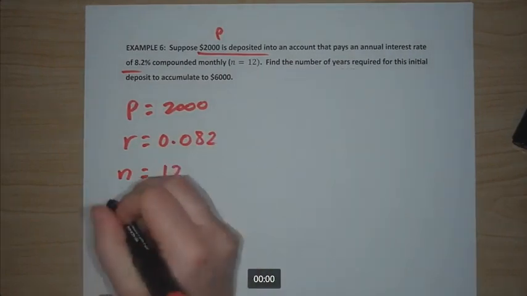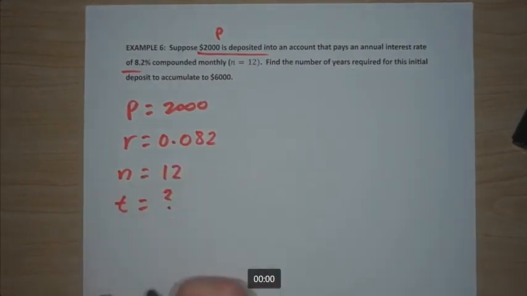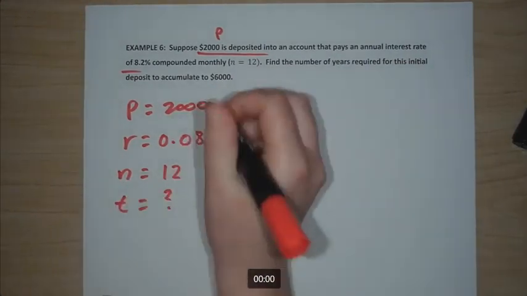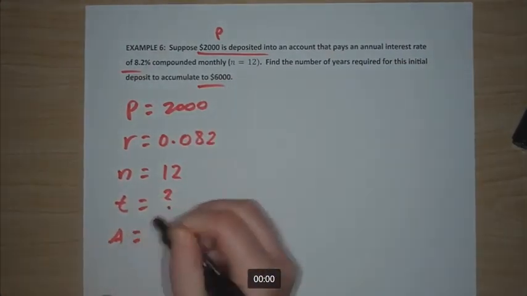And then find the number of years. So we do not know what our T is. We want to find it. Required for this initial deposit to accumulate to $6,000. So this is our A, or our final amount.